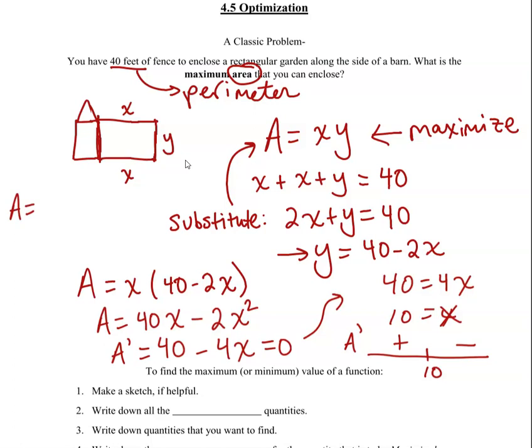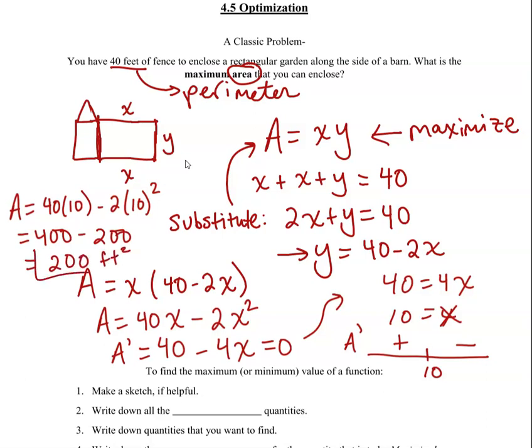of the area equation. Remember, area was 40x minus 2x squared. So I've got 40 times 10 minus 2 times 10 squared, which gives me 400 minus 200, which means my maximum area is going to be 200, and that would be in square feet.